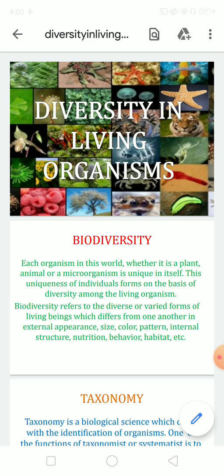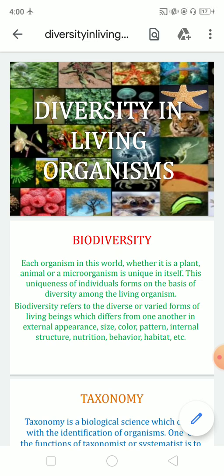So what is biodiversity? Biodiversity is basically that any animal or plant or microorganism has different characteristics, a different set of structure and characteristics among themselves, which makes them very different. Diversity is uniqueness. Basically, you can say the uniqueness that an individual or a living organism has is known as biodiversity.